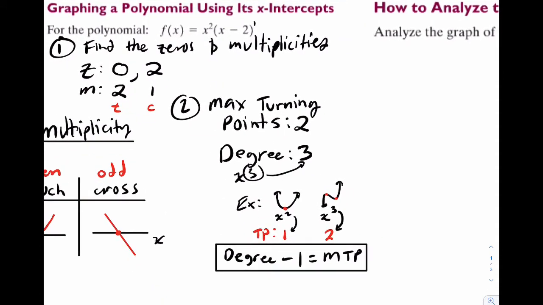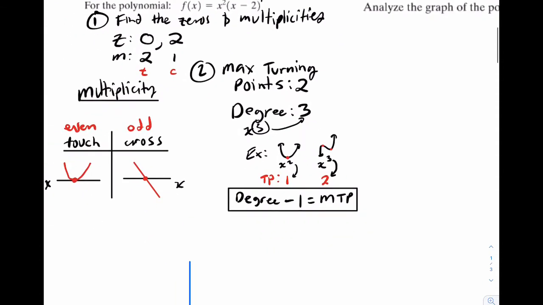The final thing to do is going to be leading term and end behavior. And I know this is a lot of stuff, but don't worry, we're going to practice it today, so it will become more fluid the more we practice.